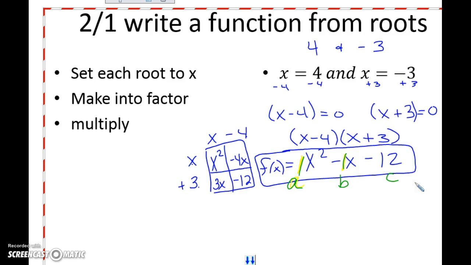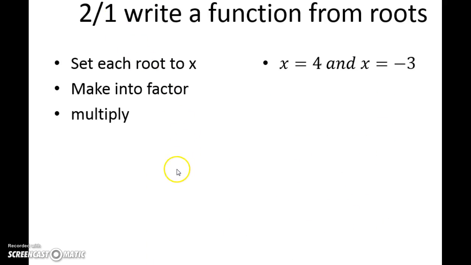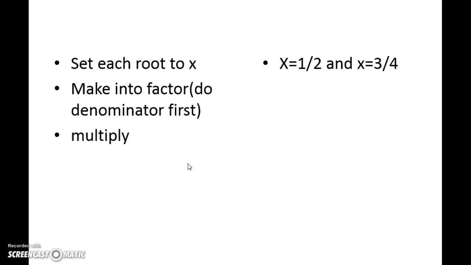All right, let's try another. Sometimes the x-intercepts are fractional. They're fractions, so we're going to have to learn how to deal with those. So again, we want to make sure that it's x equals the number, and we're going to change those into factors.